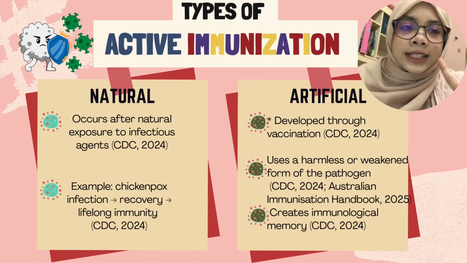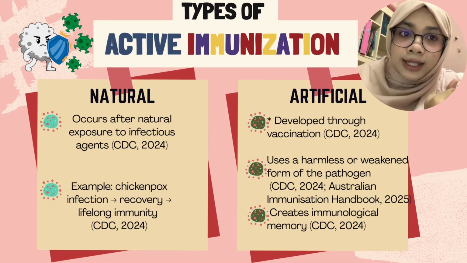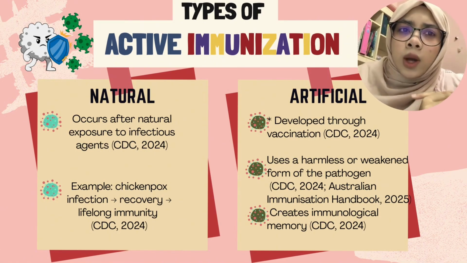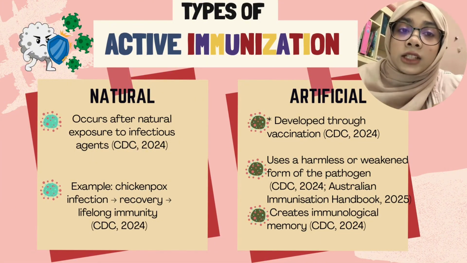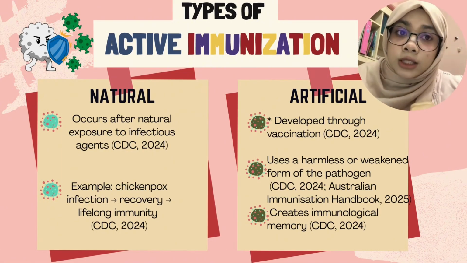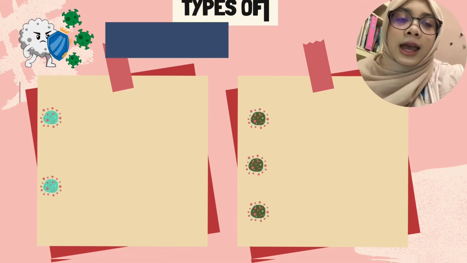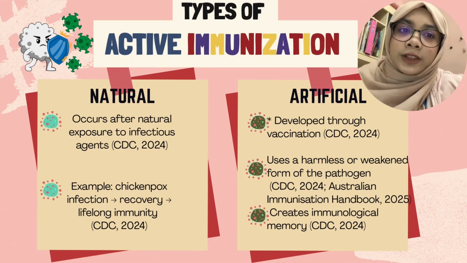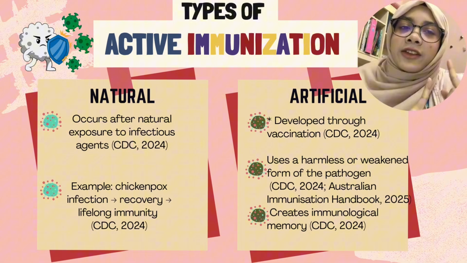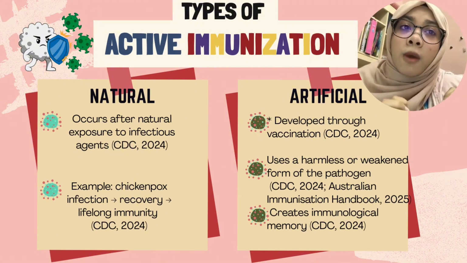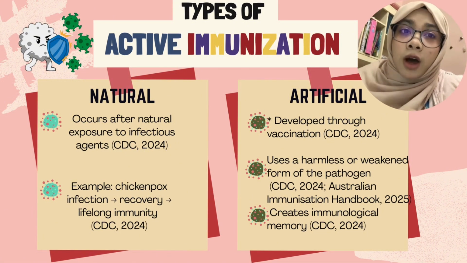There are two types of active immunity, which are natural active immunity and artificial active immunity. So what is natural active immunity? Natural active immunity occurs when a person is naturally exposed to an infectious agent. For instance, when a person is recovering from chickenpox, the immune system will produce its antibodies and memory cells. This will usually result in lifelong protection against the same disease. And artificial active immunity develops through vaccination or immunization. The vaccine contains a harmless or weakened form of the pathogen, and this allows the body to produce antibodies and immunological memory without causing disease.